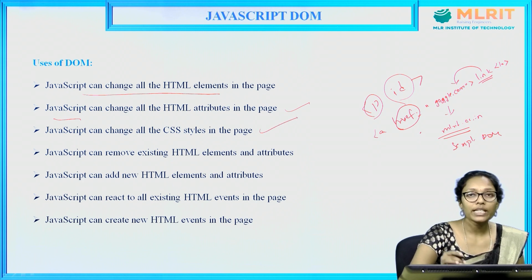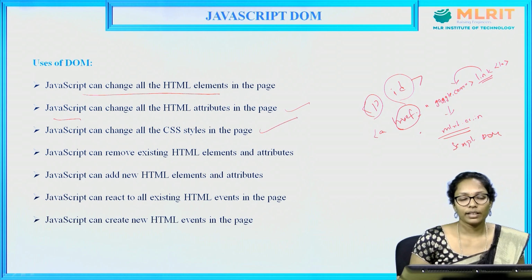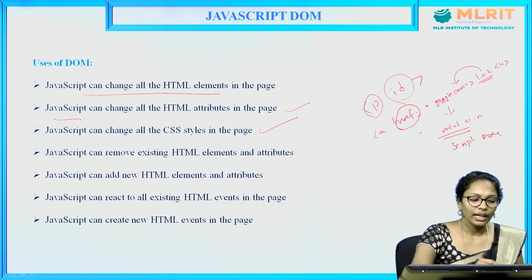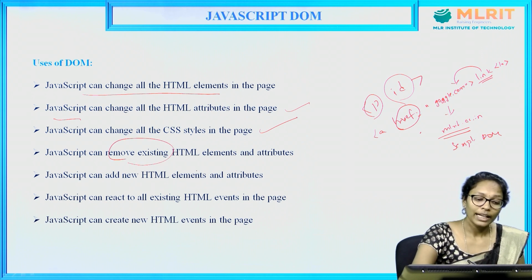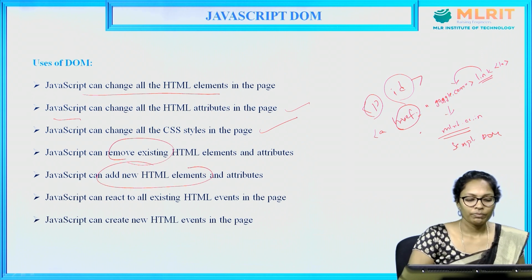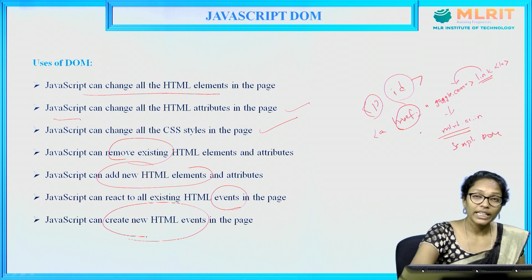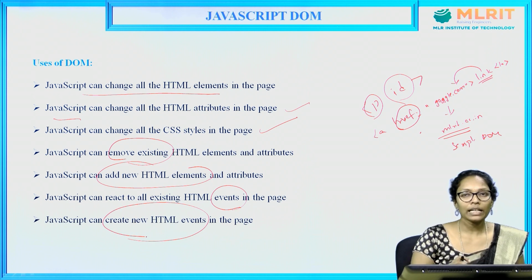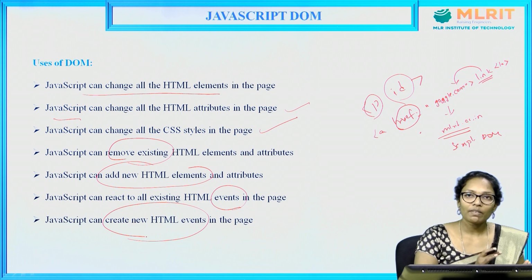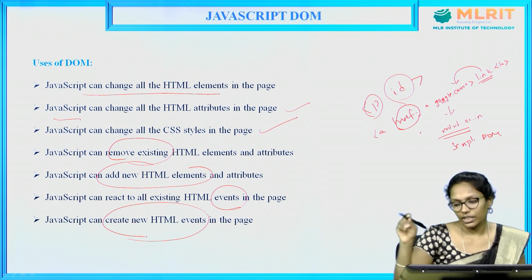And you can also change the styles, CSS, cascading style sheets. And you can remove the elements and add new elements. Right? And you can also handle the events using DOM. Existing events you can handle, and at the same time, you can create new events from the JavaScript DOM itself. You are not doing all this in the HTML. You are doing all this in the JavaScript itself. But from JavaScript, you are accessing the HTML.